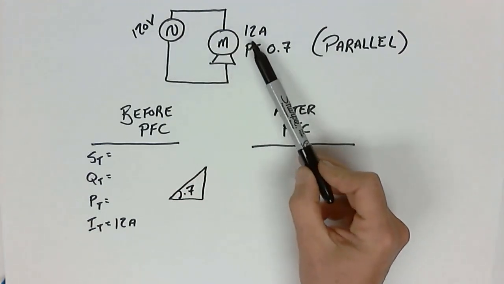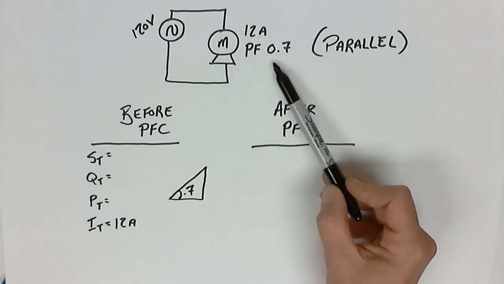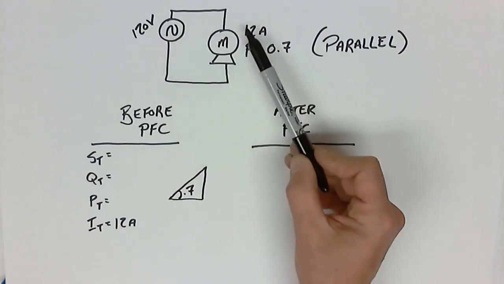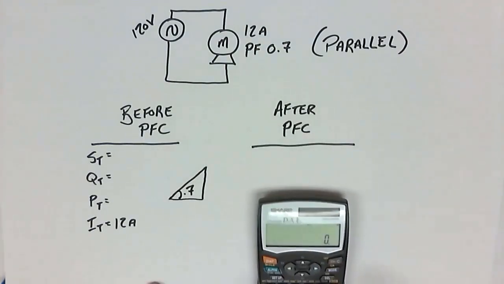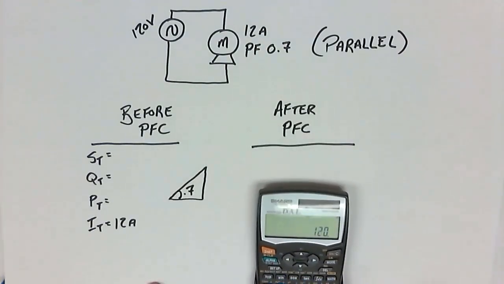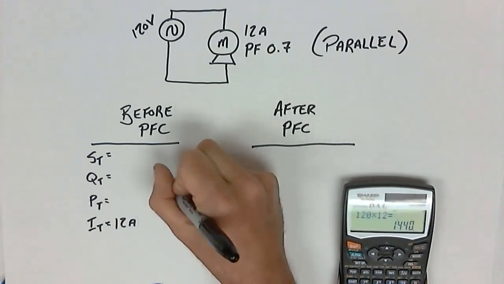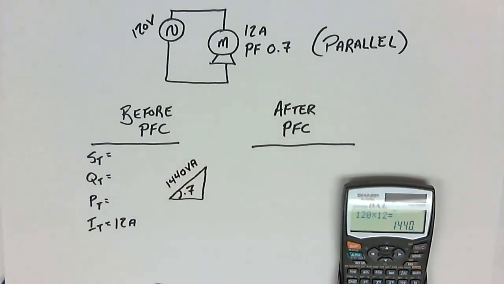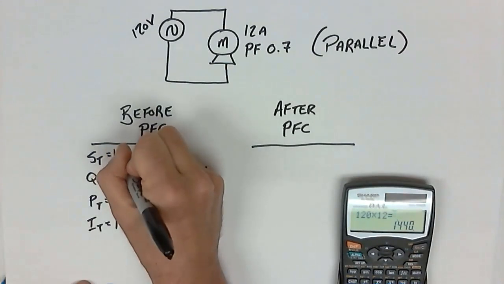Remember, what's the voltage across the motor? It's 120 volts. So if I wanted to know the total VA of this motor, then I need to know the total voltage and the total current. So 120 times 12 gives me 1440 VA. So what's the total VA of the circuit? 1440.